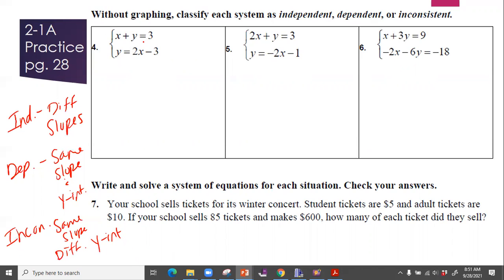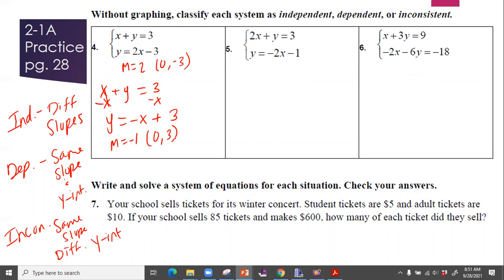Okay, so we're going to do number 4 together, and I'm going to leave you to do 5 and 6. On number 4, the slope for this one is easy. M equals 2, y-intercept is (0, -3). Then x plus y is almost by itself, but it's not. So all I have to do is subtract the x. So we have y equals -x plus 3. So its slope is -1, and its intercept is (0, 3).